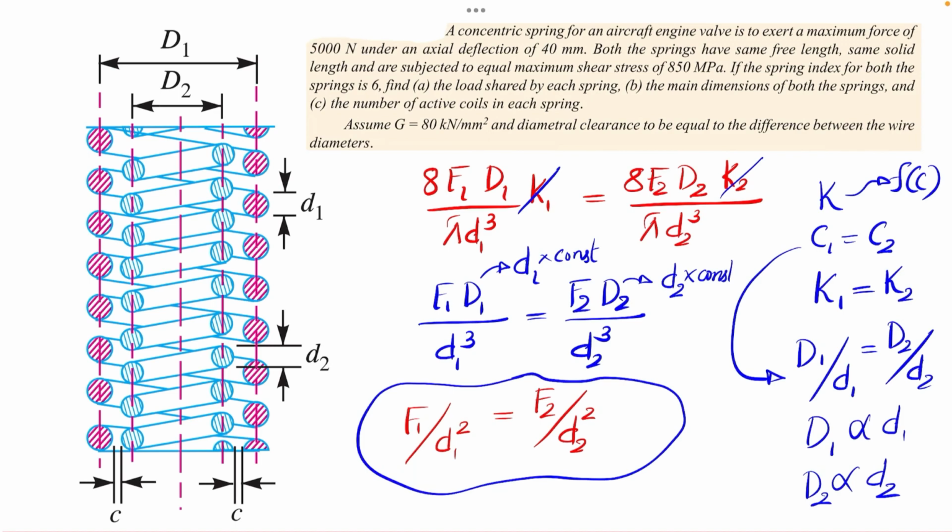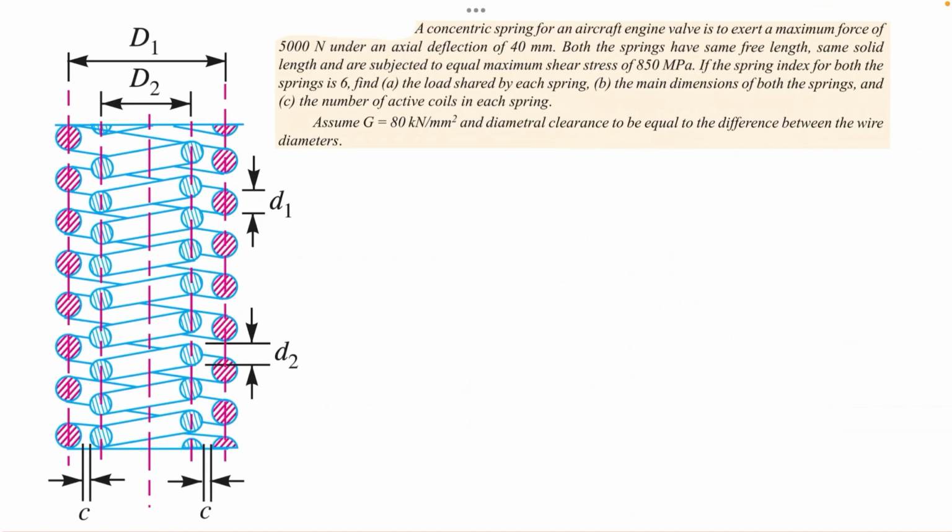This is an important relation that we need to find the individual values of the load shared by the outer and inner coils, that is F1 and F2. Now we will go for another relation based on the clearance. So now we will be calling for this clearance, that is the radial clearance, or 2C will be giving you the diameter clearance. So here I will be going for the radial clearance, the C value. How can I represent the C value?